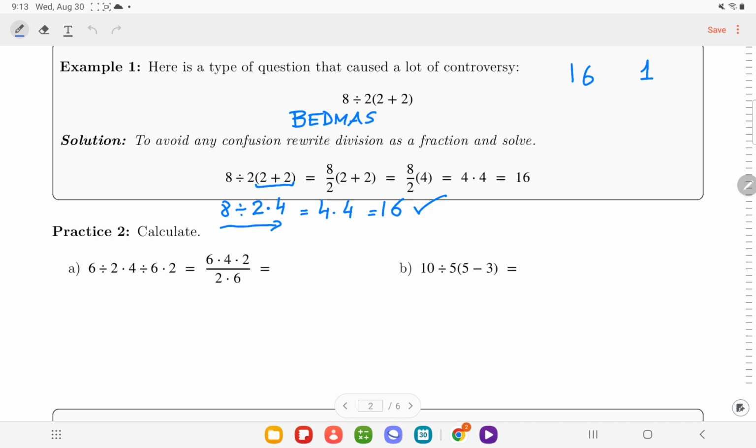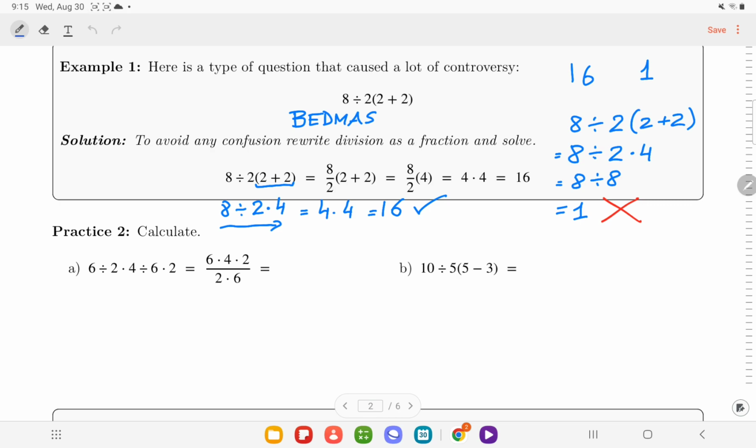So why did some people get 1? Let's look at the question again. 8 divided by 2 times 2 plus 2 in brackets. If we do the brackets first, times 4, but then since division and multiplication have the same priority, but we don't go left to right, and we complete multiplication first, we get 1. This is an incorrect answer.